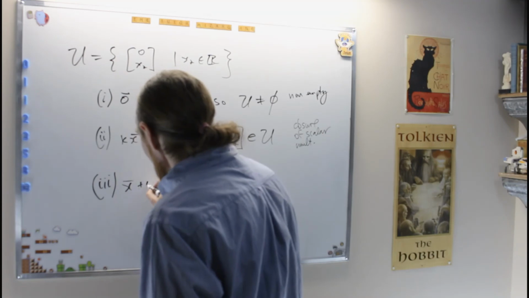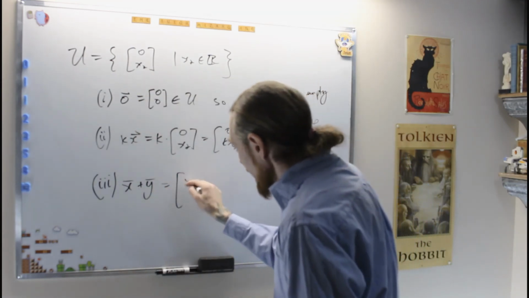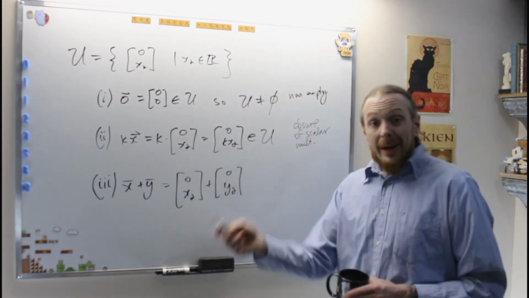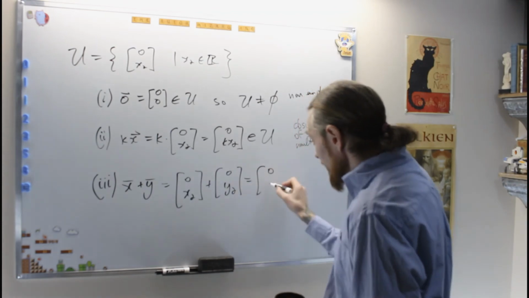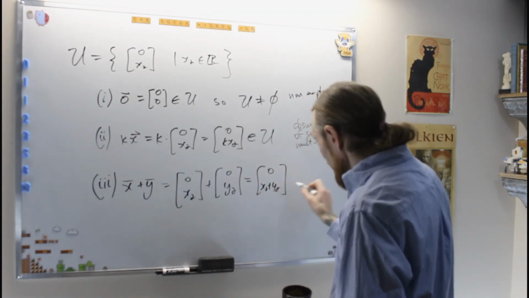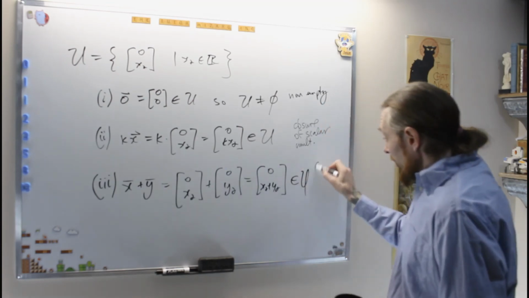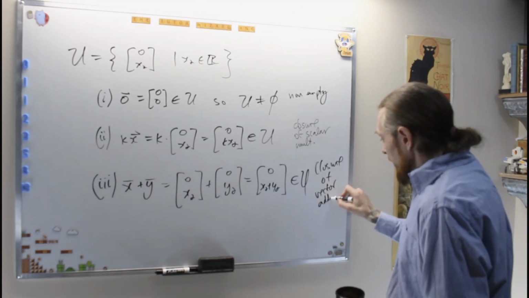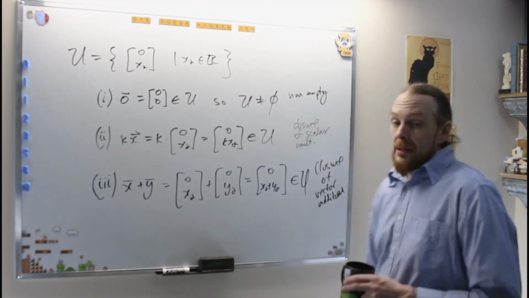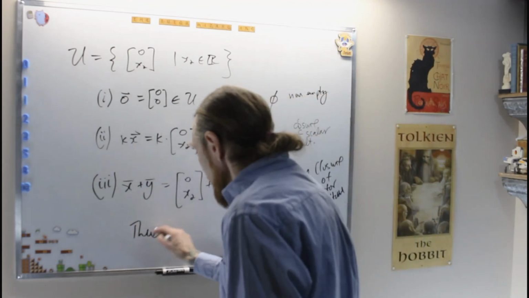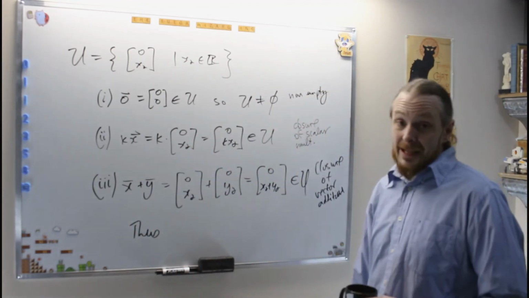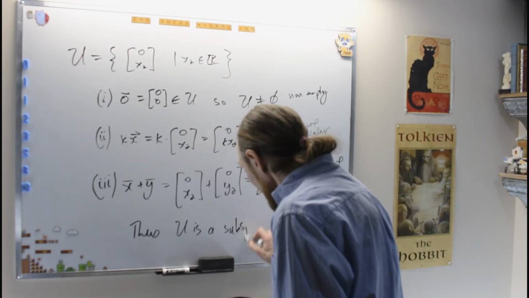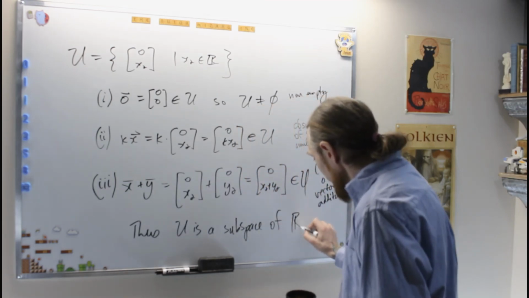If I take x and y in U, what do I know about them? Their first coordinate is 0. They look cattish. How do I add those vectors? I add them coordinate-wise, so I get 0 plus 0 is 0, and x2 plus y2, which is still a real number. So this is in U again. We also have closure of vector addition. Thus, because it's non-empty, and we have closure of scalar multiplication and closure of addition, U is a subspace of R2.